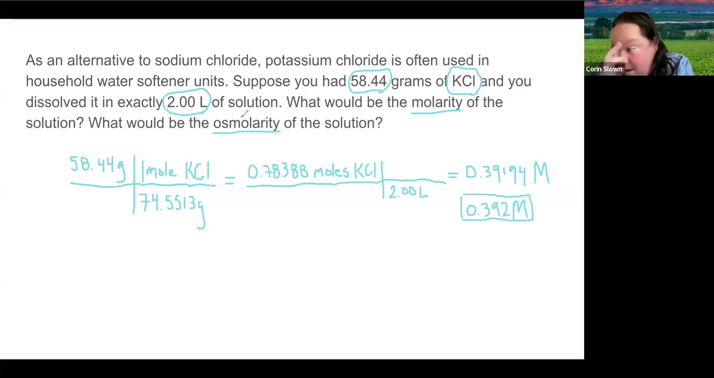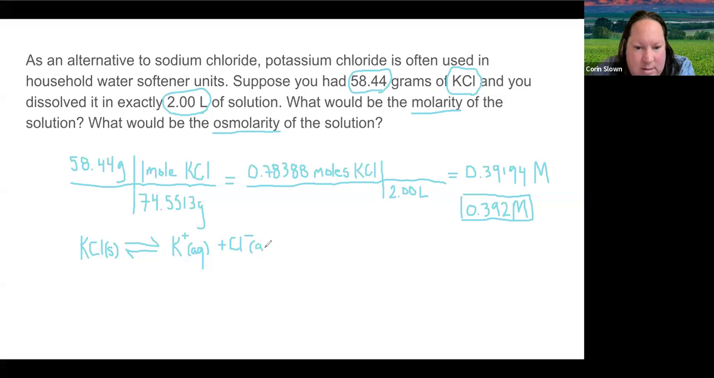Now, the next part of this is asking about osmolarity. So I have to think about when I have KCl as a solid and I put it into water, what happens? So it's going to form a potassium or a K plus ion that's aqueous and a chloride ion that's aqueous. So that's going to be an i of 2.